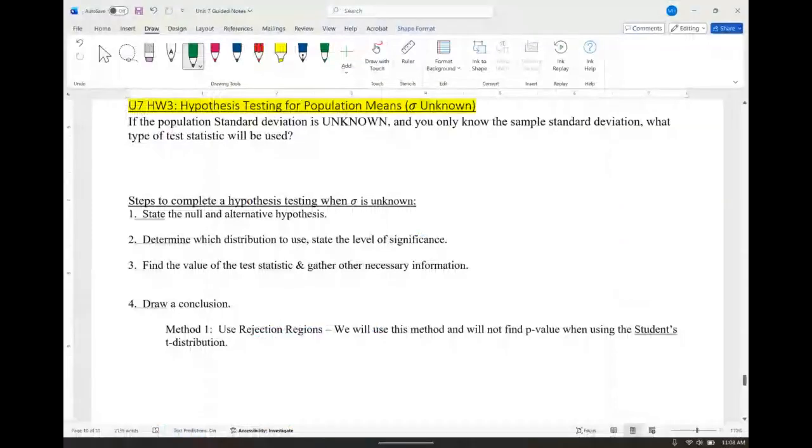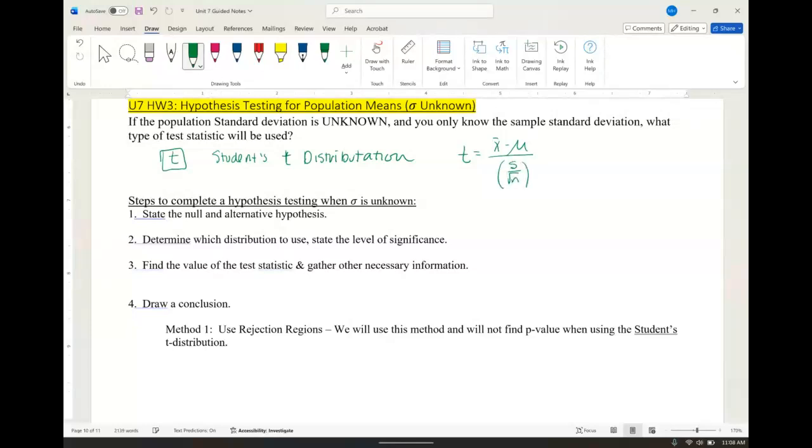Okay, so we are going to talk about hypothesis testing for population means when our population standard deviation is unknown. Remember, when the population standard deviation is unknown, we will use a T for our test statistic. We will be using the student's T distribution table. And remember, our formula for T is our sample mean minus the population mean divided by the sample standard deviation over the square root of n.